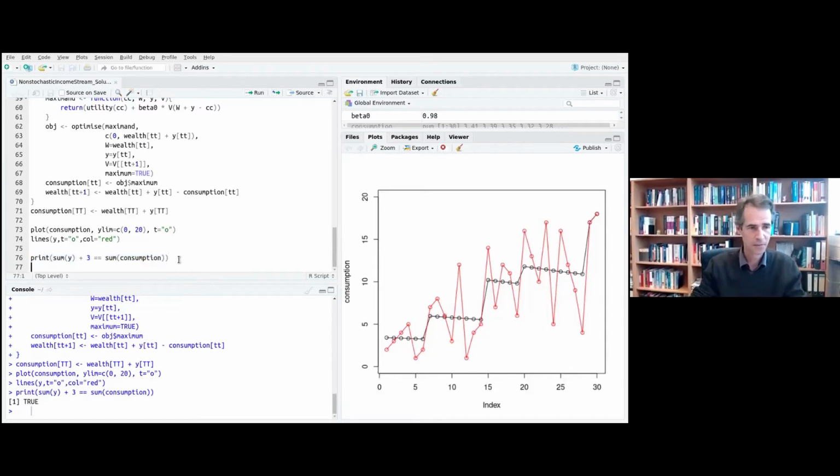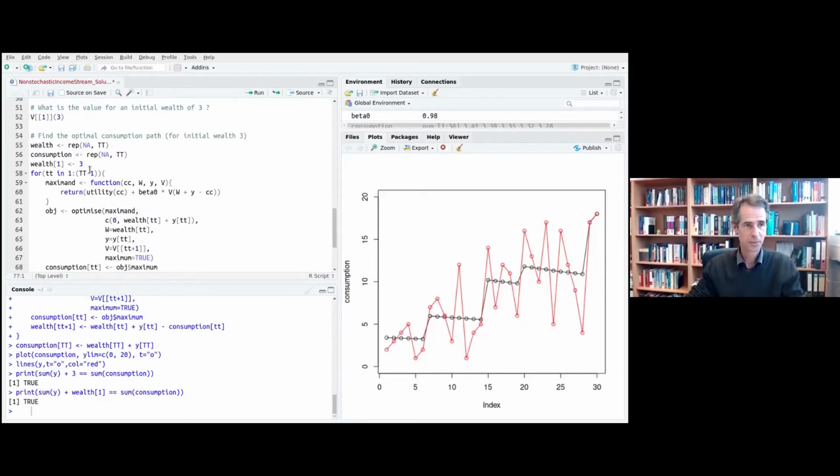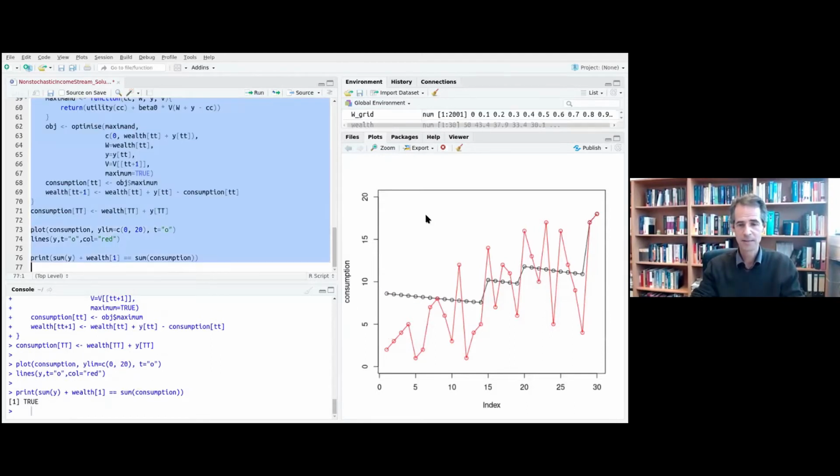So this 3 is initial wealth, and that's true. So what would happen if initial wealth was larger, say 50? Well, in that case, the liquidity constraint is less binding, so the jumps won't happen that fast. And you can see that the consumption path goes up. But then at some point, the liquidity constraint is binding again, and therefore we still have these jumps towards the middle periods or towards the end.